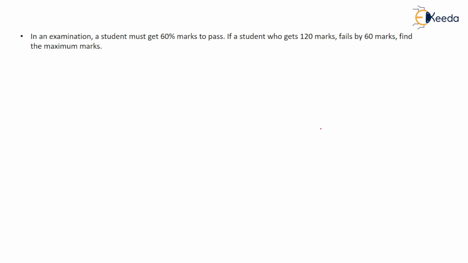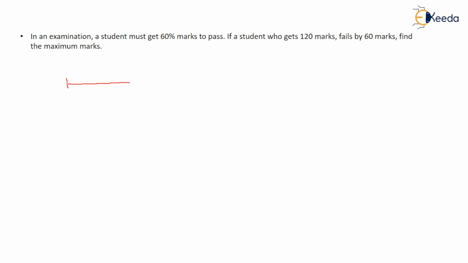In an examination, a student must get 60% marks to pass. A student who gets 120 marks fails by 60 marks. Find the maximum marks of the examination. Okay, this is the question asked.